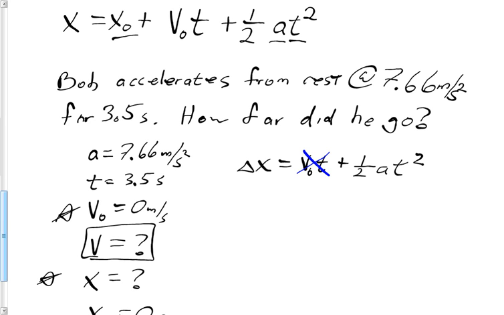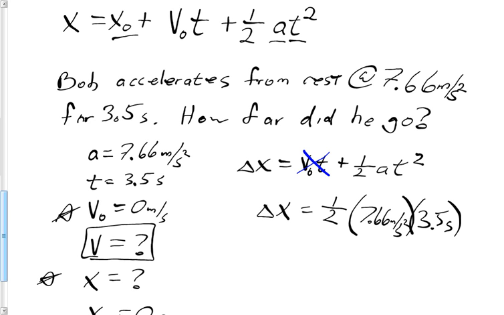And I'm going to say that delta x is equal to 1/2 times the 7.66 meters per second squared times the 3.5 seconds squared. And notice that I'm putting the square outside of the parentheses. Sometimes the confusion that people will have is thinking that this square here under the second squared somehow means that the number is squared as well. It does not. It only applies to the units, not the number.